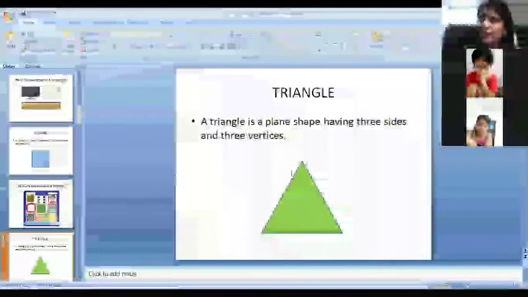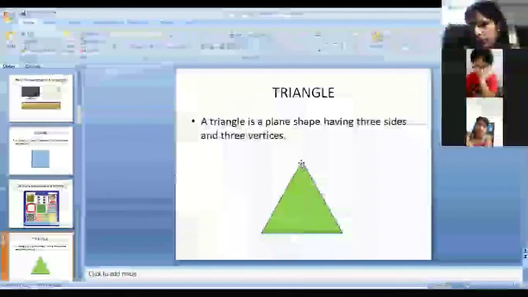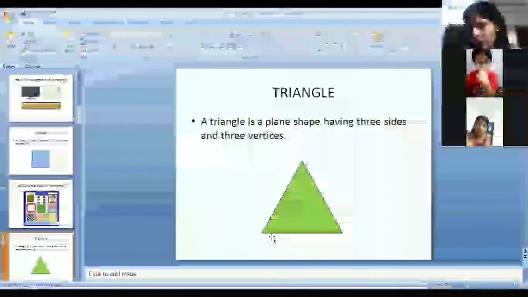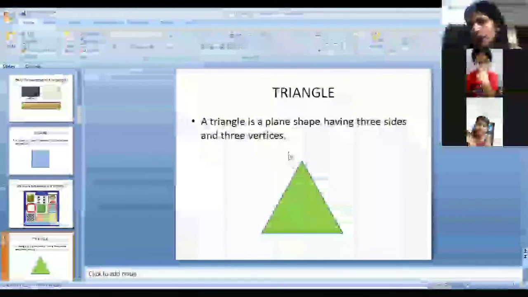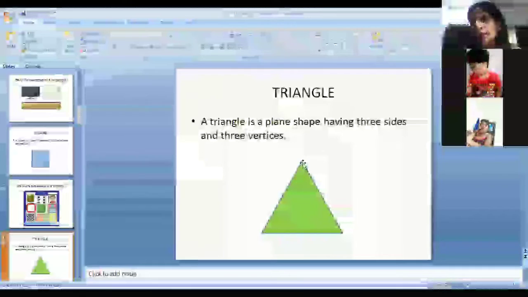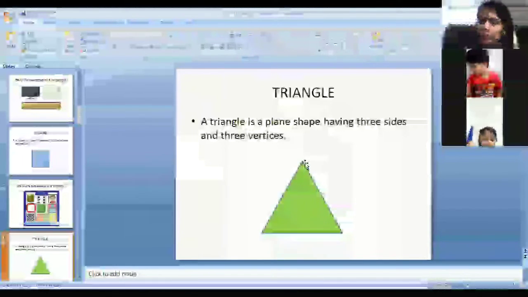Then triangle. A triangle is a plane shape having three sides. I hope you can see very well. 1, 2, and 3. So how many sides are there? 3.